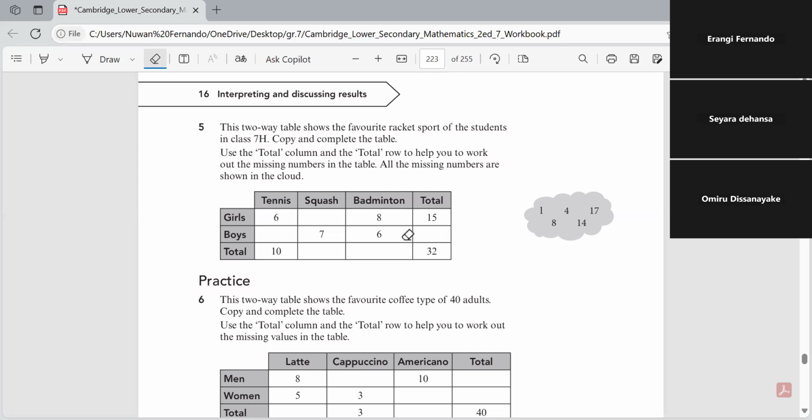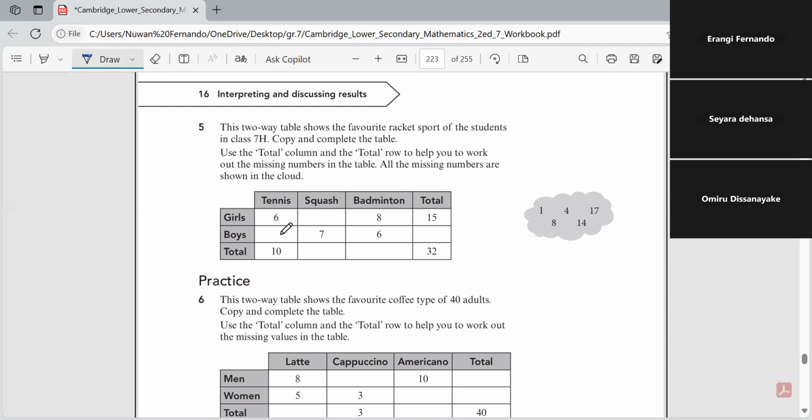All the numbers are shown in the cloud. Okay, so without the cloud even we can do it. Tell me, children, from where can we start this one? From where can we start? 8 plus 6. Yeah, 8 plus 6. The boys, those who are doing tennis, how are we going to find that number?